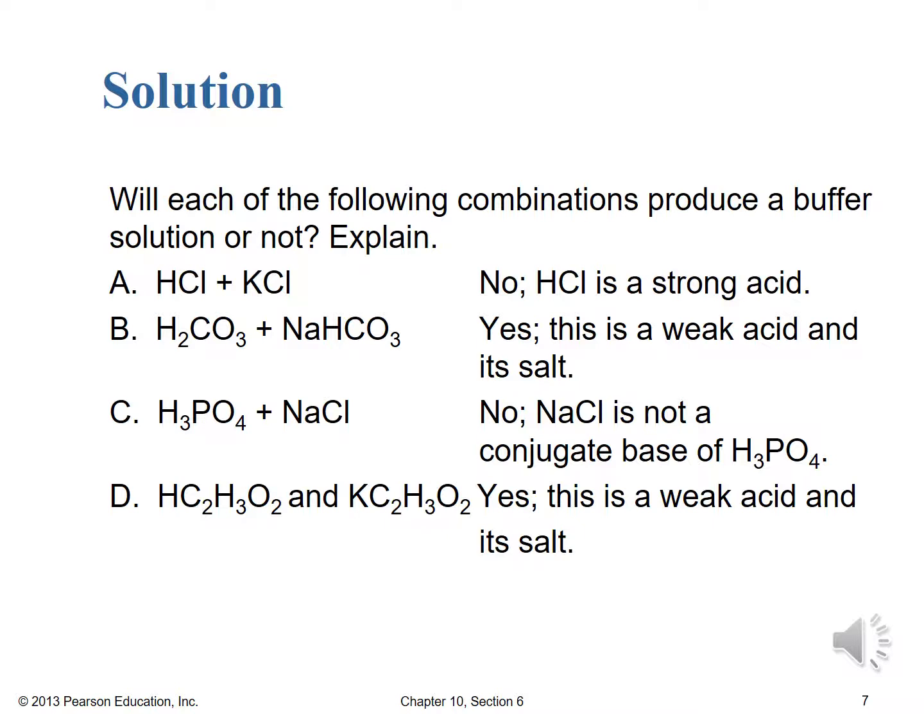So B and D would act as buffers because we have a weak acid and its conjugate base. A and C would not act as buffers. A, because HCl is a strong acid, so Cl minus is not a base to any appreciable extent. And then finally C, we have the weak acid, but we don't have its conjugate base. We have NaCl instead.